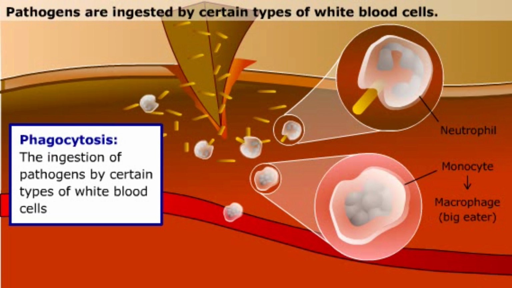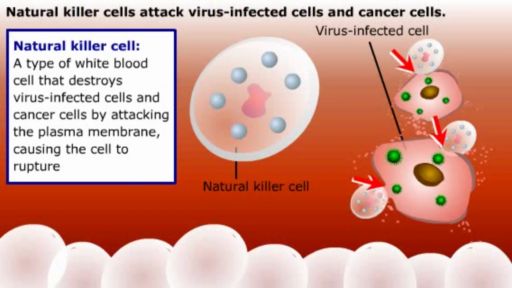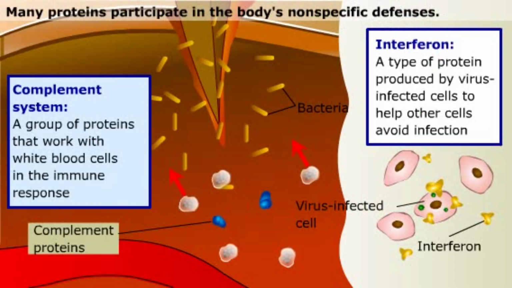Like neutrophils, monocytes are phagocytes that leave the blood. But when they enter a tissue, they develop into macrophages. Cells that have been infected by viruses are destroyed by, in addition to white blood cells, various proteins involved in the body's nonspecific immune defenses. We mentioned one such protein, the enzyme lysozyme, in the context of saliva and tears.